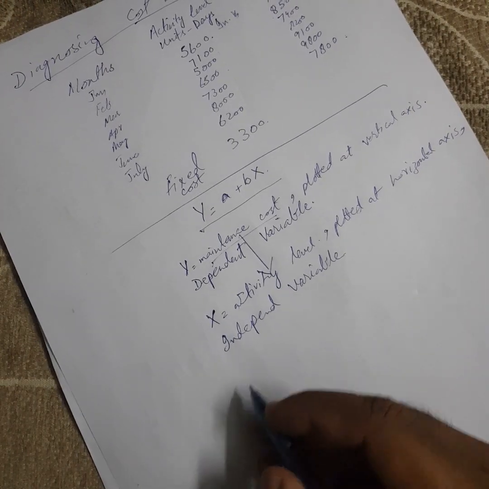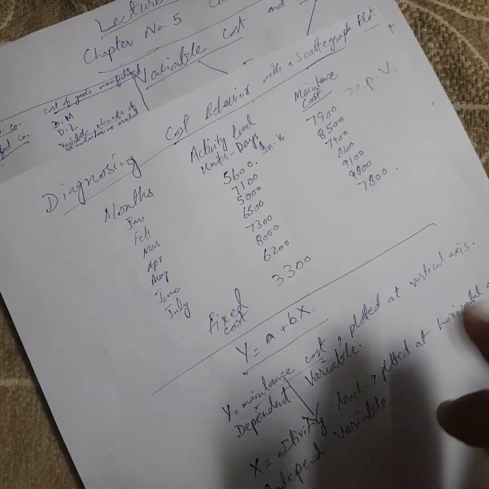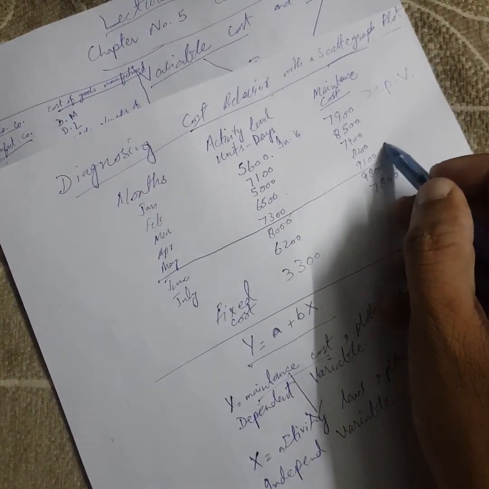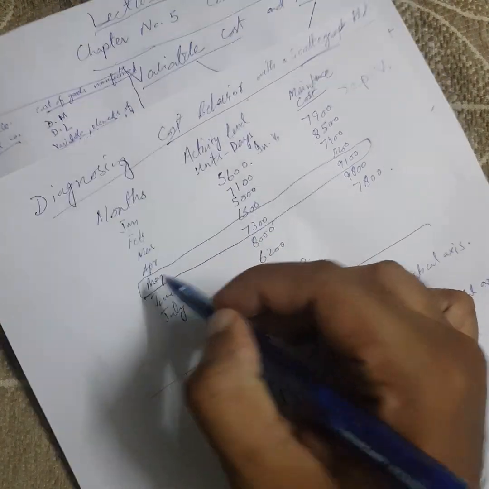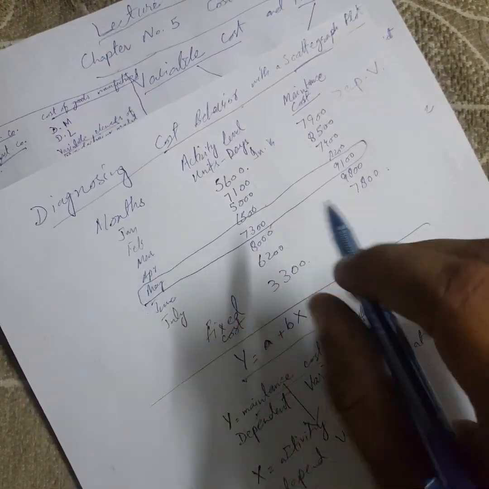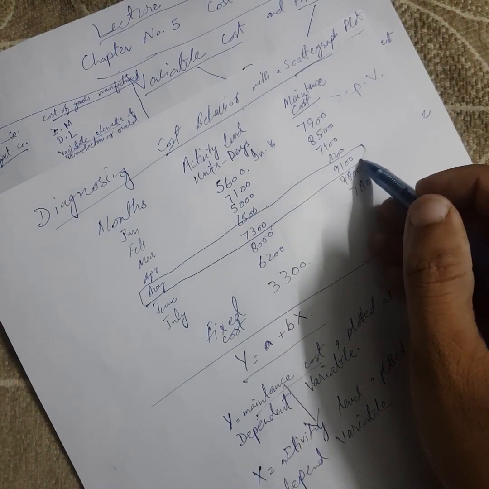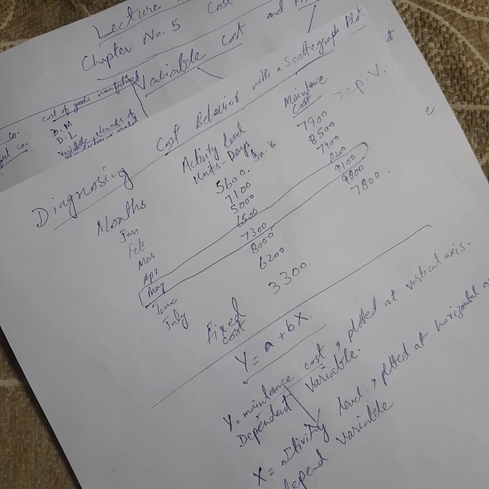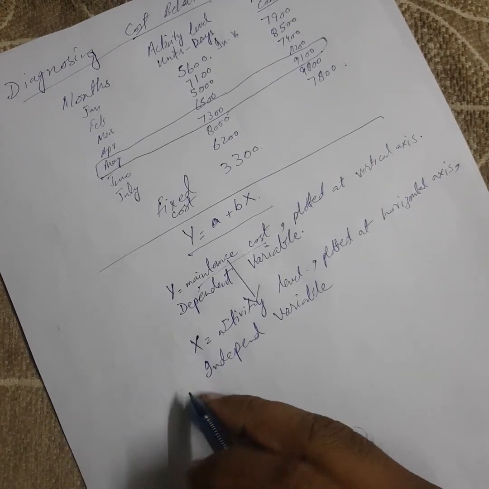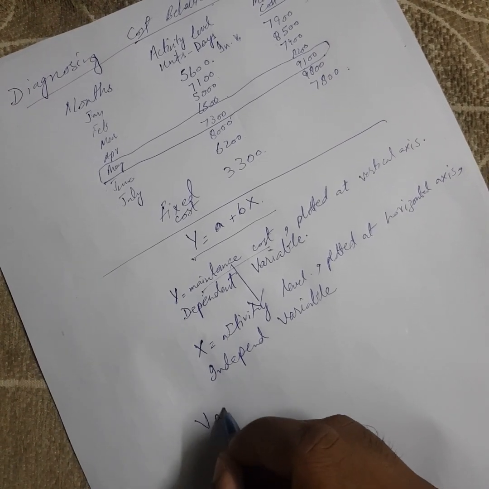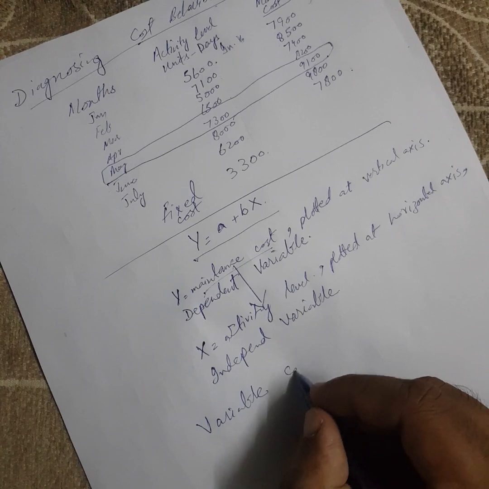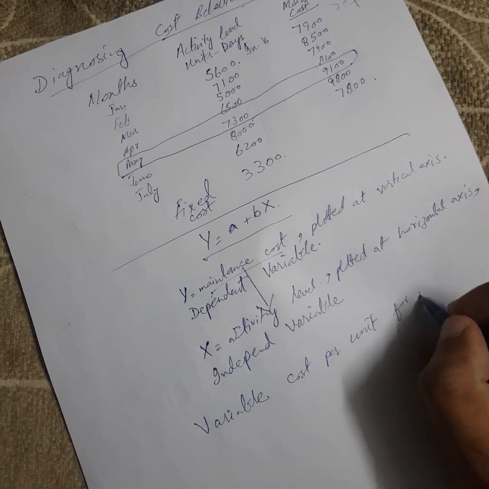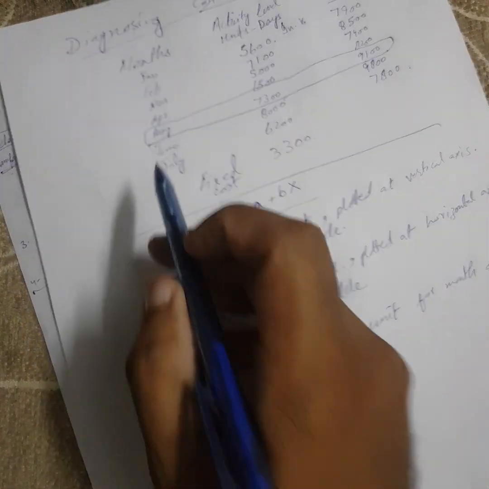We will be given a scenario, like for the month of May, there were 7,300 units produced, on which 9,100 maintenance cost was incurred. First, we have to calculate variable cost per unit for the month of May.